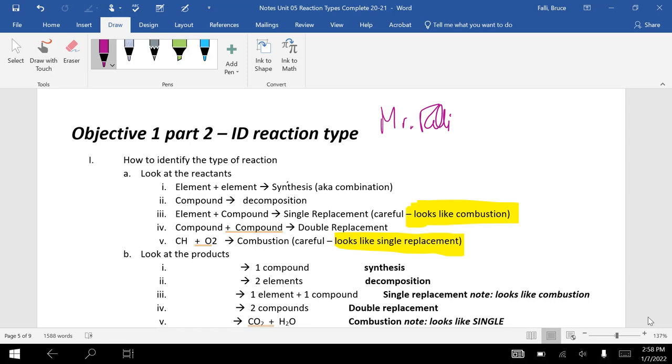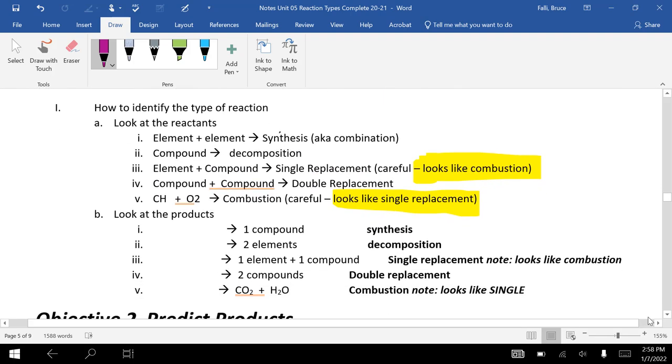All right. So how do I identify the type of reaction? The way we're going to do this is look at the reactants. I'm going to highlight in green the types of reactions. Synthesis is one of the types. An element plus an element is synthesis. So this would be like A plus B yields AB. I made something bigger. That's what synthesis means.